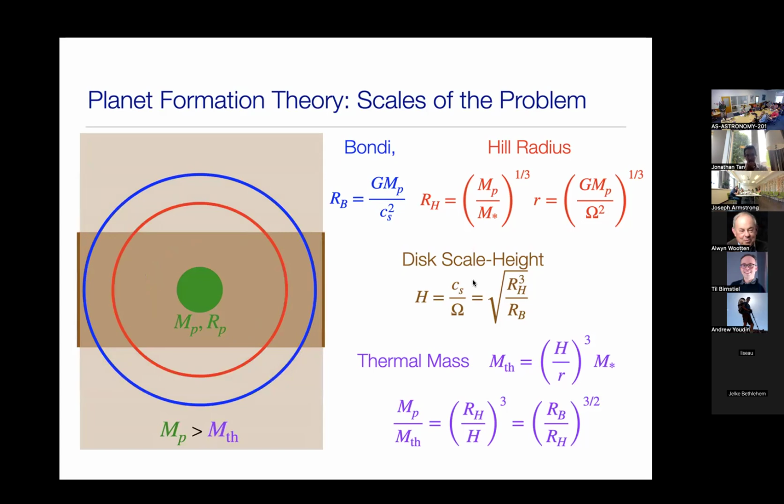And then when you're above the thermal mass, the planet has a gravitational influence that is even larger than the scale of the disk. It's having very strong gravitational interactions with the disk, and the full 3D geometry of the problem really needs to be considered in full. And of course, this thermal mass is also very important for the torques that the planet exerts on the disk, how it opens gaps, all of these processes.